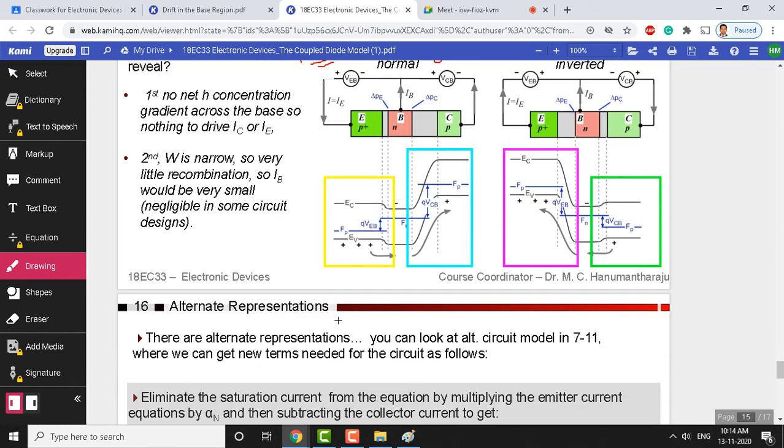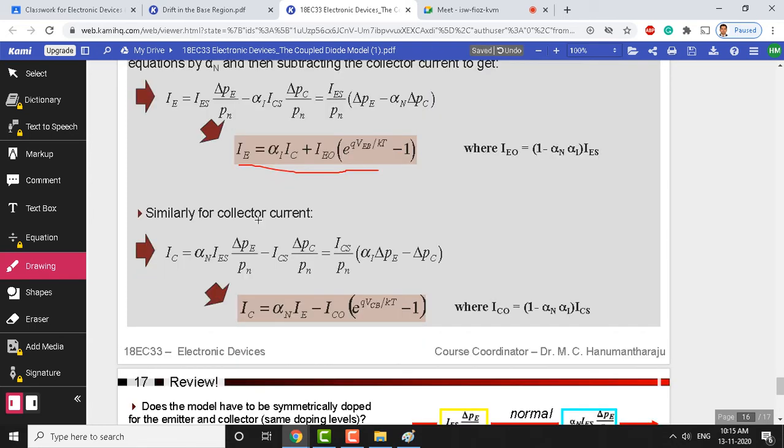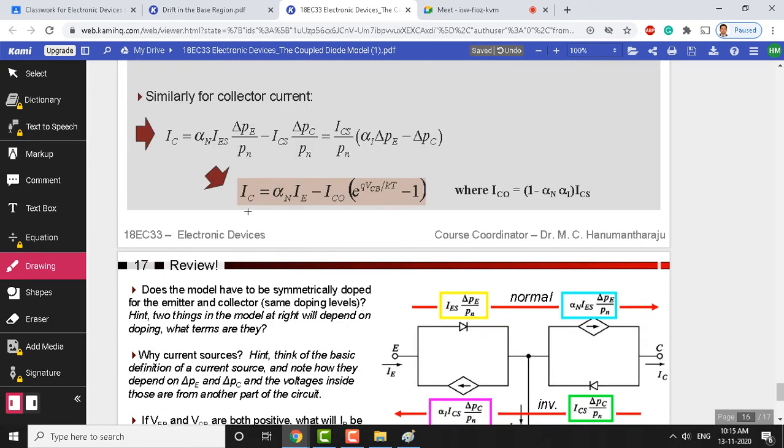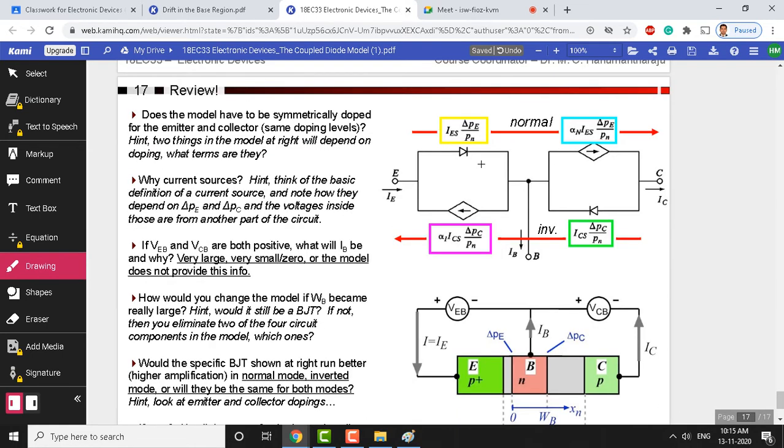Okay, so let us move to the next stuff. The same Ebers-Moll equation can be written in a different way. These are alternate ways of writing the emitter current. By substituting this equation here, the collector current also can be written in an alternative way. So, I think that is the end of this Ebers-Moll model, or coupled diode model.